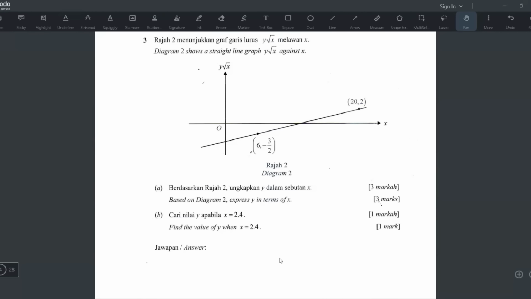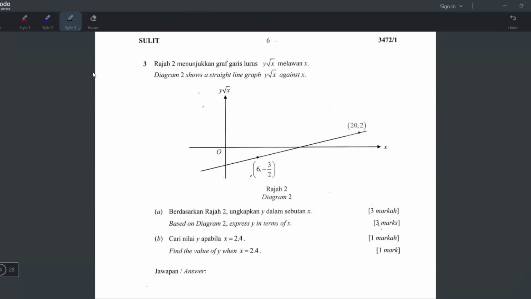Okay, let's do number 3. This is a linear law question. So what chapter is linear law? Form 4, chapter 6. Alright, diagram 2 shows a straight line graph of y square root x against x. When we do linear law questions, the y-axis and the x-axis are very important. We always have to look at them. So the y-axis, you can see they already give you y square root x and x, right? And they give you 2 points here.